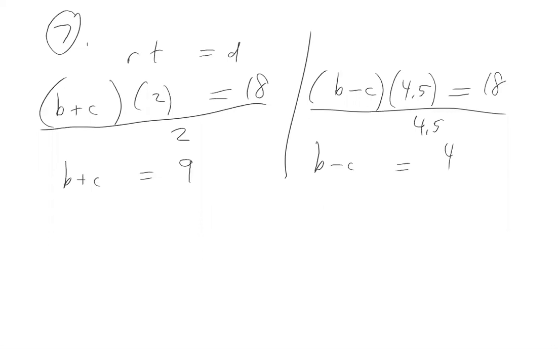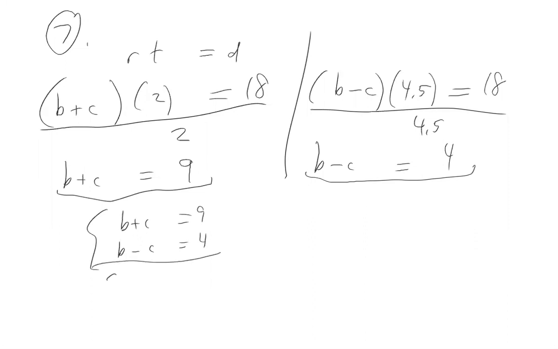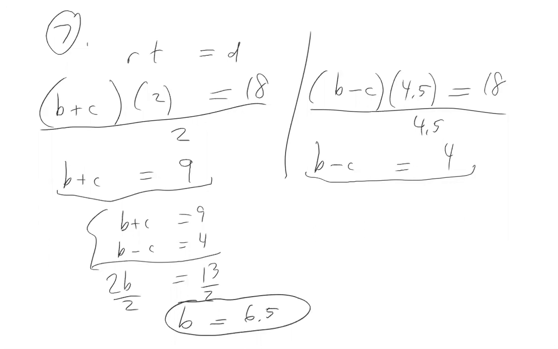Then you see you can add those equations together. So I can take this equation plus this equation. You have b plus c equals 9 added together with b minus c equals 4. And then you add them up. So b plus b is 2b, c minus c is 0, 9 plus 4 is 13. So you divide by 2, and you get the boat is 13 halves, which in other words is 6.5. So the speed of the boat is 6.5 miles per hour.